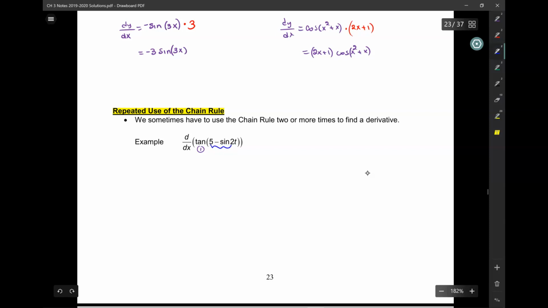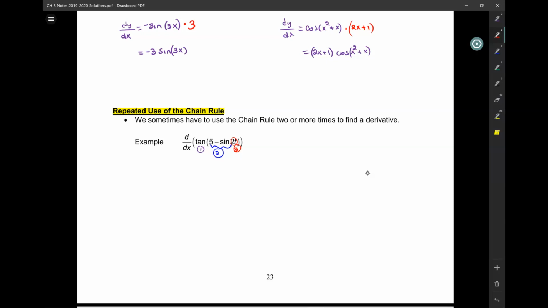But wait. There's more, because it's sine 2t. There is yet another one. There is 2t inside the sine, right? So now I have to do the derivative of the first one with respect to the whole thing, the derivative of the second one with respect to what's inside, and then the third one.